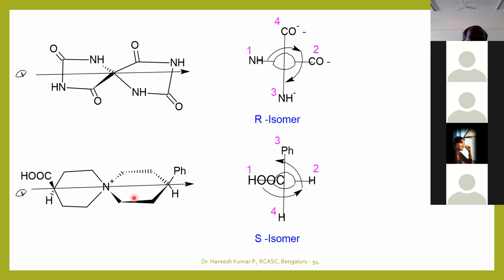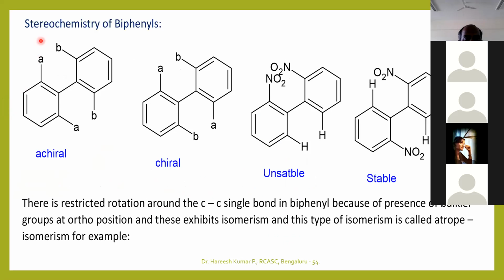So when you are assigning the configuration, in all these cases, you need to take the decision of the chiral axis passing way. Then let's look into the stereochemistry of biphenyls.